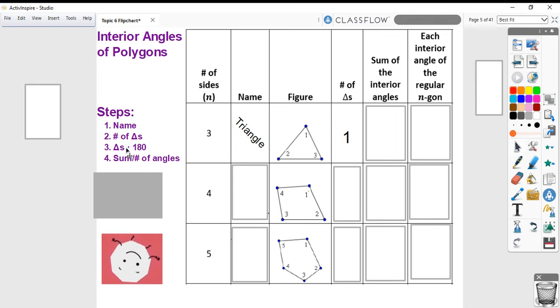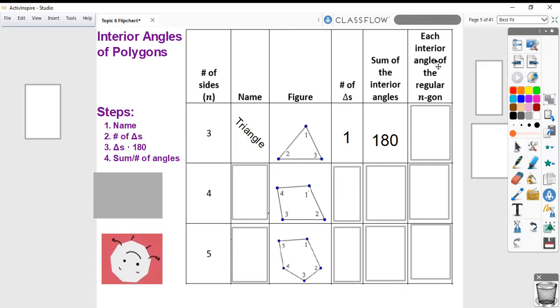Step number 3 is the number of triangles times 180. And this is something we already knew about triangles too. When you add up all of the angles inside of a triangle, the sum of those interior angles is always 180 degrees. We've talked about that time and time again. Every single triangle ever created always adds up to 180 degrees.